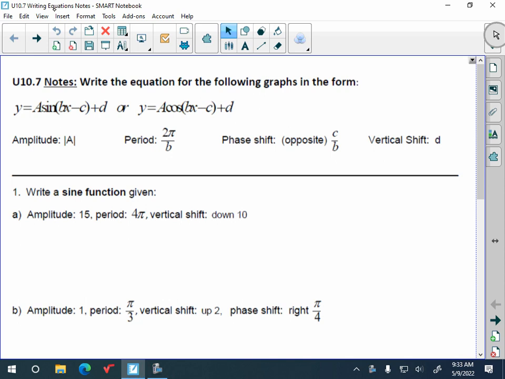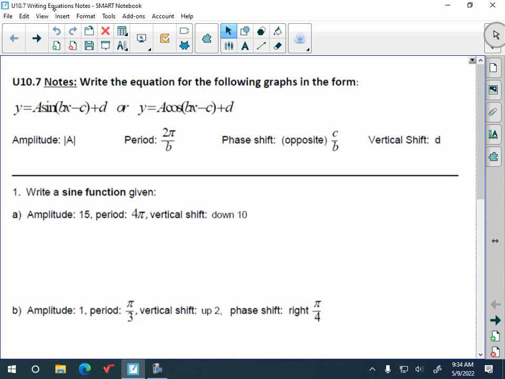All right, so different formulas to find the A, the B, the C, and the D values in each of these. Amplitude, remember, absolute value A, the B value. We use the period 2 pi divided by B because it has the B in it. Phase shift, we use that to find the C value because it's the formula that has C in it. And then the vertical shift has the D, right?